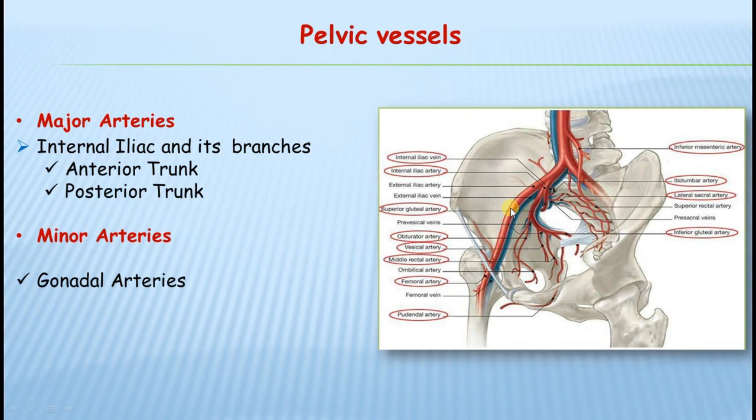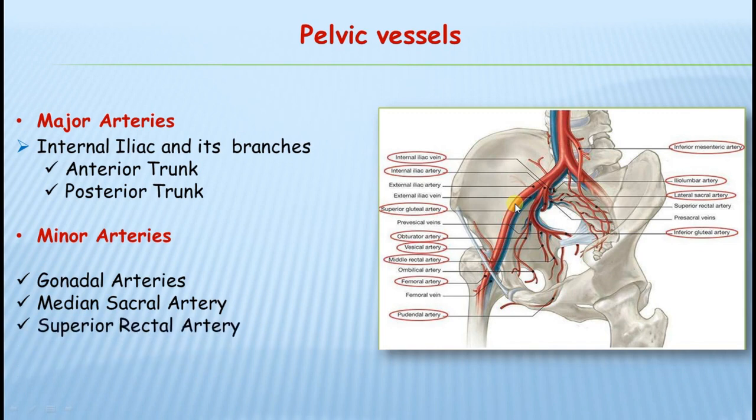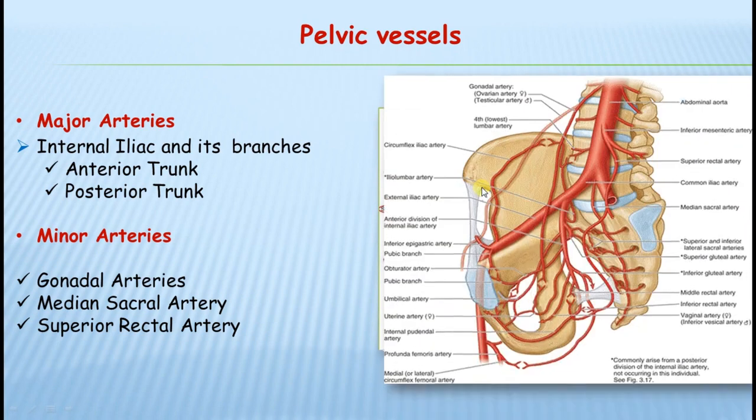Then you have the median sacral artery, which is a direct branch of the abdominal aorta, and finally the superior rectal artery, which actually descends from the inferior mesenteric artery. They anastomose with the middle and inferior rectal arteries. So now let us try to understand these arteries one by one.